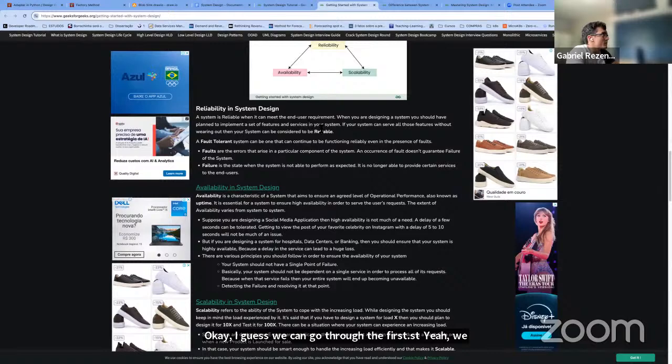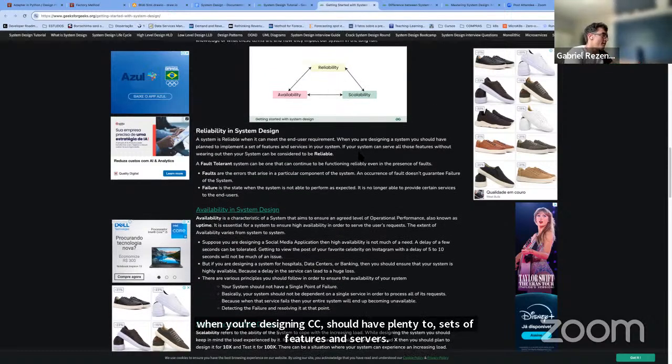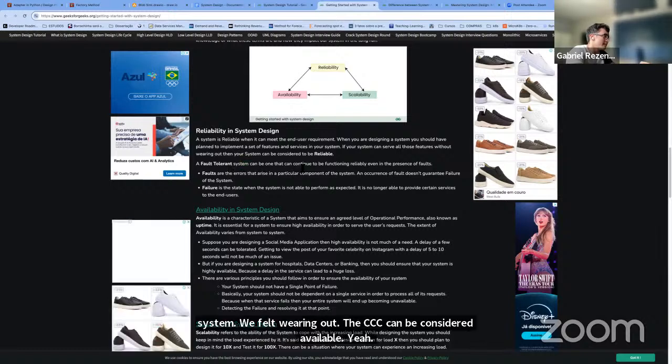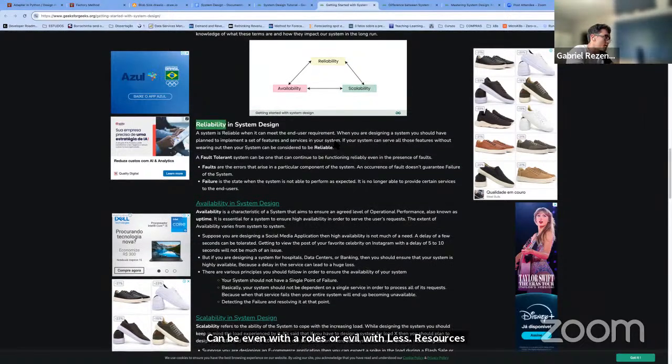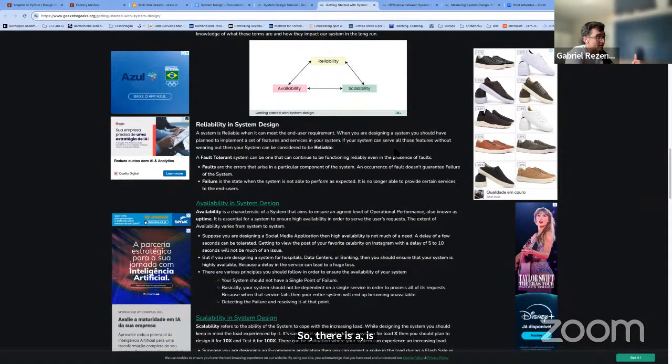A system is reliable when it can meet the end user requirements. So when you're designing a system, you should have planned to implement a set of features and services in your system. If your system can serve all these features without wearing out, then your system can be considered reliable. A fault-tolerant system is one that can continue to be functionally reliable even in the presence of faults. So fault tolerance means the system can be up even with errors or even with fewer resources, for example.